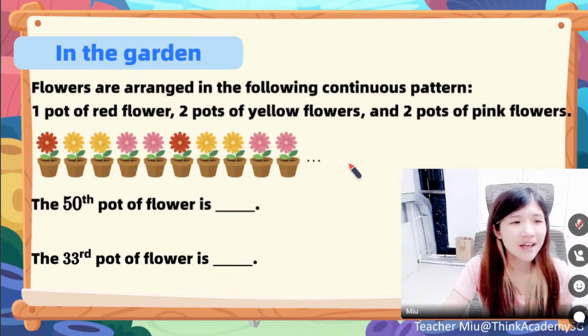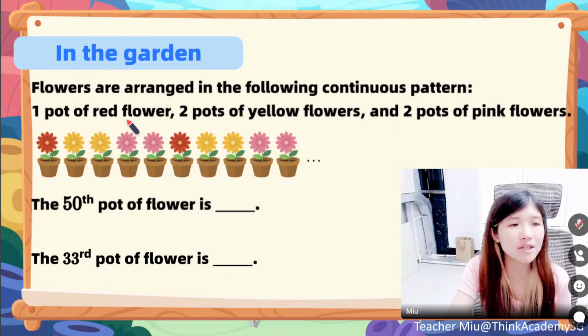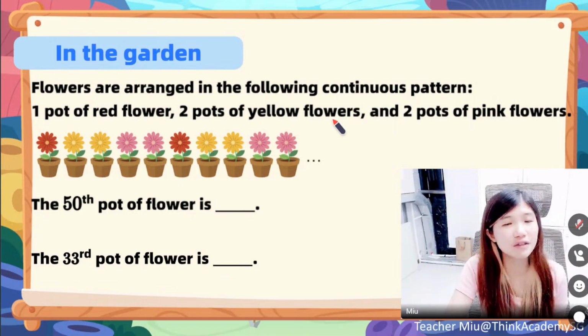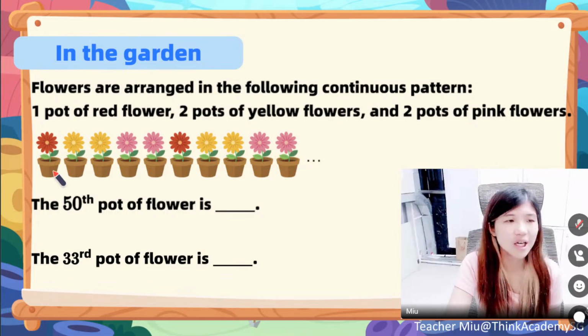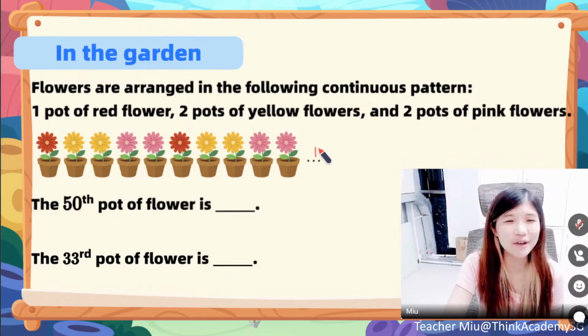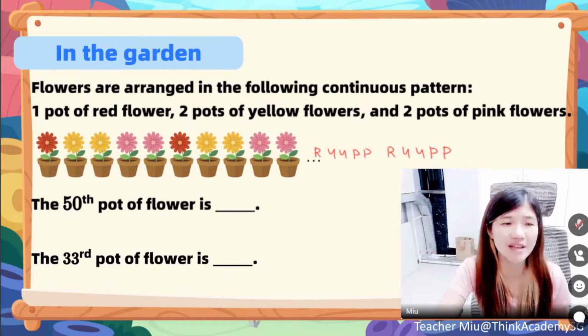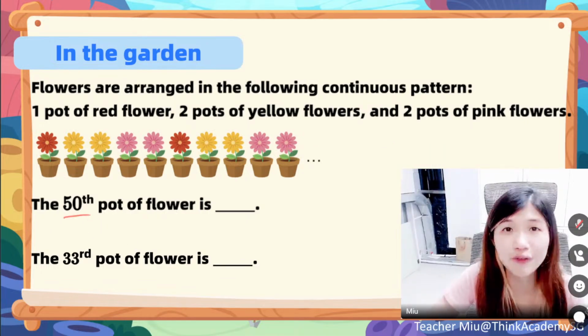Here we go. The flowers are arranged in the following continuous pattern like this. We have 1 pot of red flowers, 2 pots of yellow flowers, and 2 pots of pink flowers. Red, yellow, yellow, pink, pink, red, yellow, yellow, pink, pink, and continue. So easy. Now the question is, what about the 50th pot of flowers?